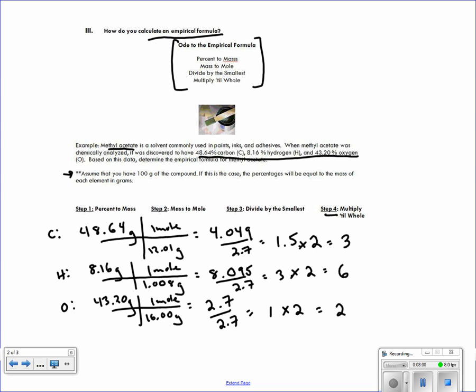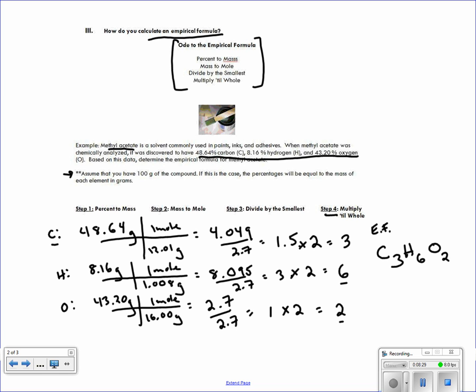These numbers that I've just found here tell me how many of each type of element is in my compound. So the 3 corresponds to the carbon, so that formula is C3. 6 here makes H6. 2 here makes O2. So this is the empirical formula for methyl acetate using that ode to the empirical formula: percent to mass, mass to mole, divide by smallest, multiply till whole.